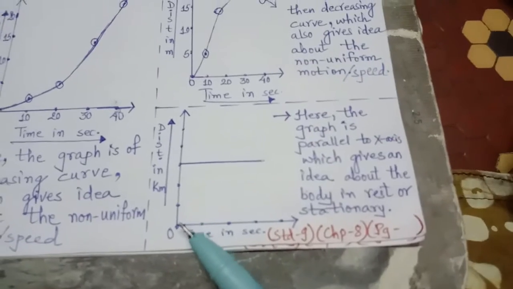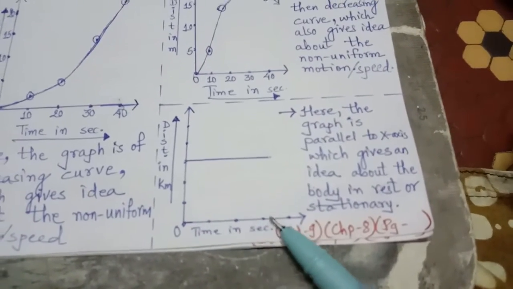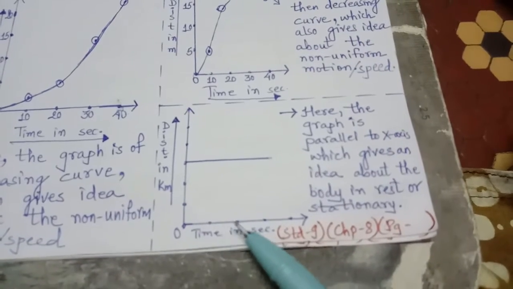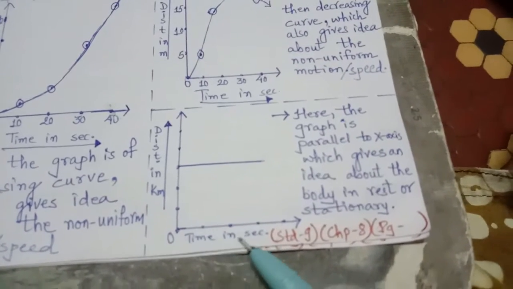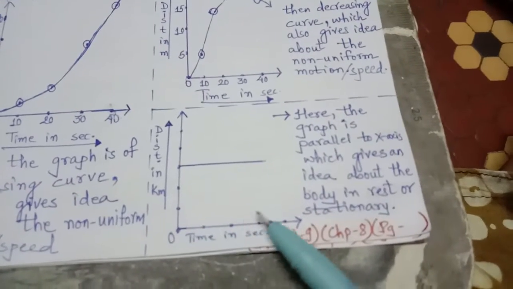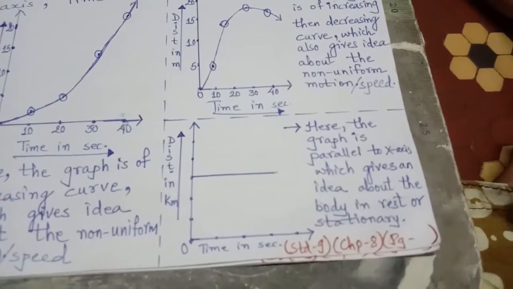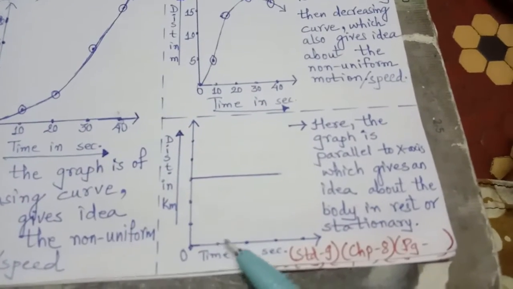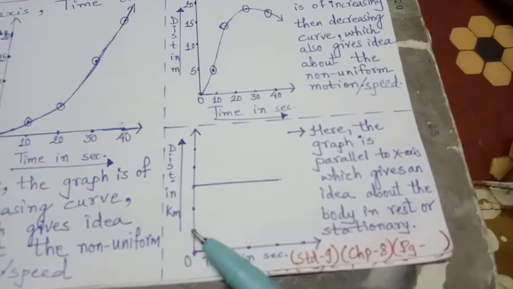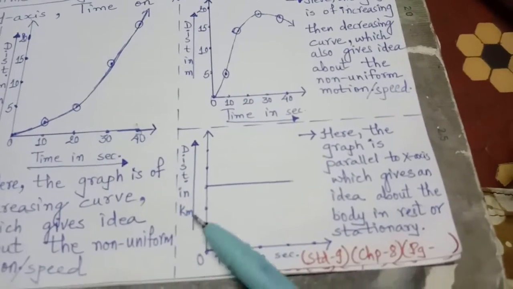You can see at each time 10, 20, 30, 40 I have marked it, but because of less space I have not written it, because if I had written it, then it would be very congested, which you can't see clearly. But this is the mark: 10 seconds, 20, 30, 40, and 5, 10, 15, 20, 25, like this meter and distance, and this is time.